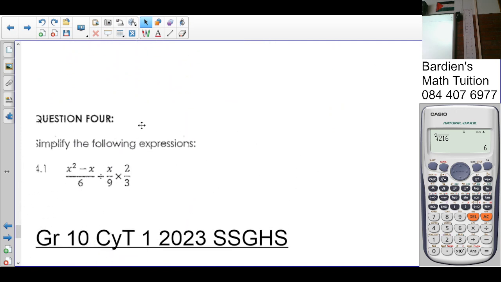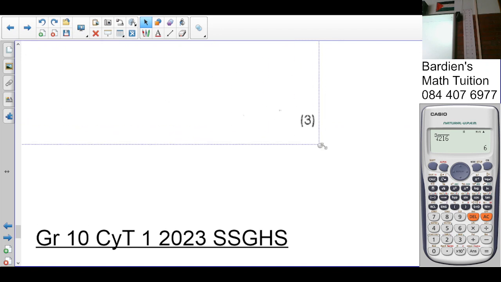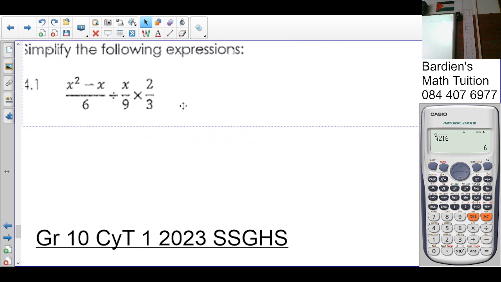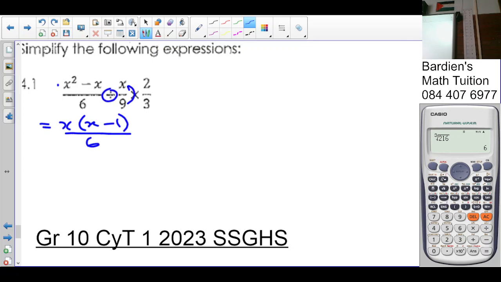Now we are at question 4. In question 4, the question says simplify the expression. It's a bit bigger. Okay, 4.1. As we can see here, x is a common factor. So it's x into (x minus 1) over 6, and I'll change to multiplication, tumble and times. So it's going to be 9 over x. As you can see now, the reason why fractions are very important. That's why we spent a lot of time with fractions in grade 8.